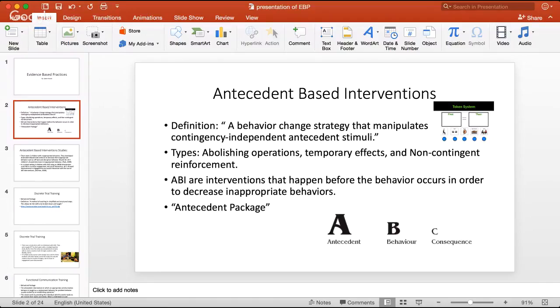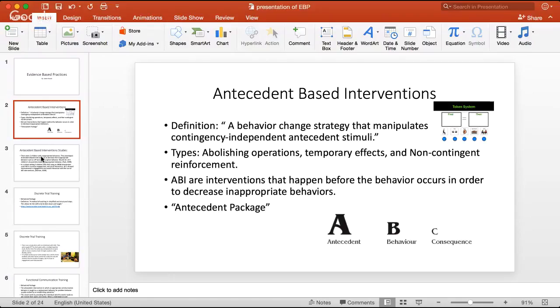If you look in the bottom right corner, it shows the antecedent, the big A. The way it goes is there's an antecedent, which is what happens before the behavior. It causes the behavior. You have the actual behavior, and then the consequence, what happens after the behavior that might affect the behavior happening later. And these are only antecedent ones.